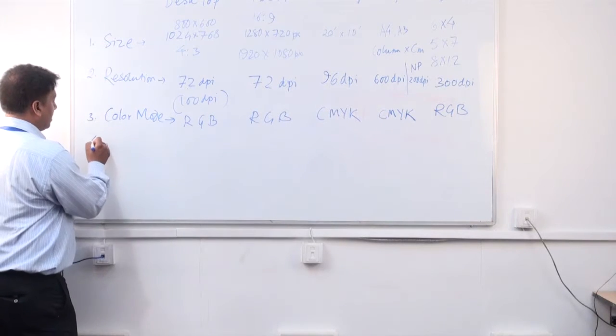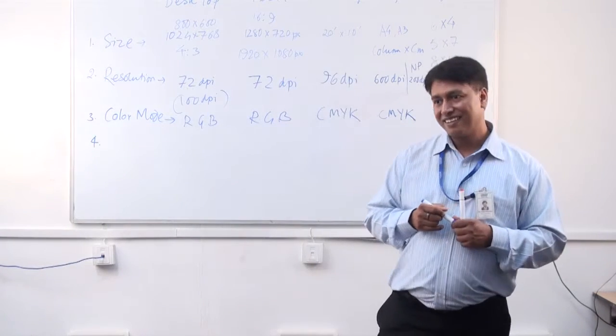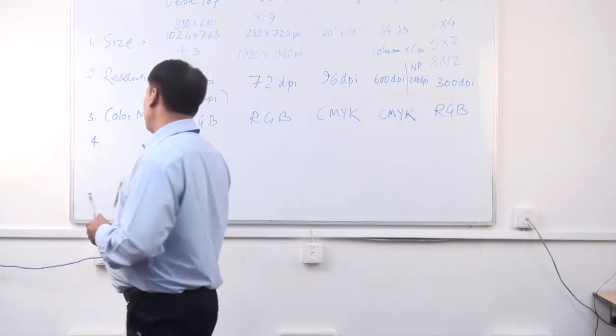Then the 4th parameter is also there. What's that? Color depth. What is that color depth?